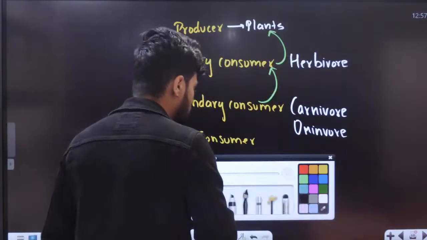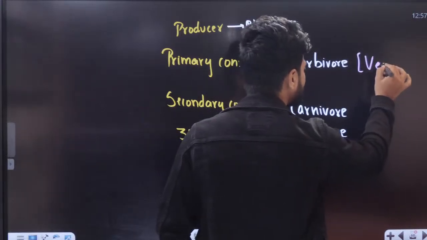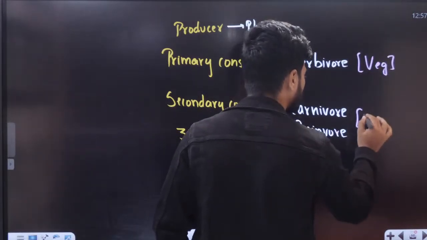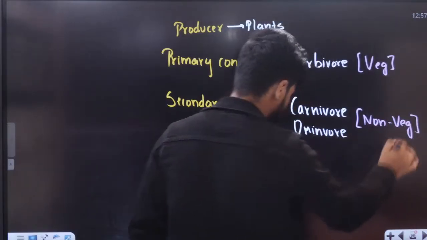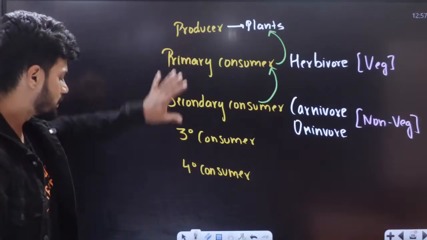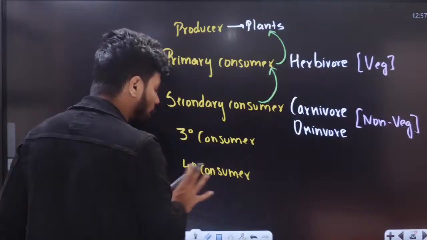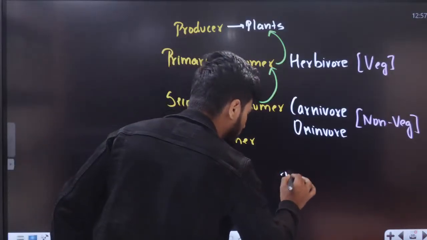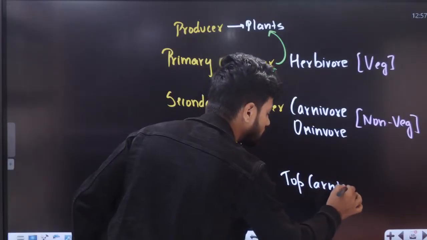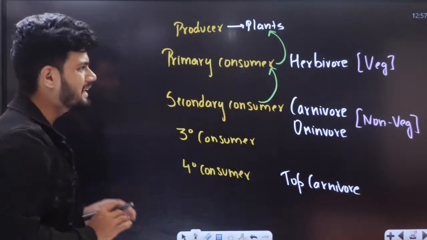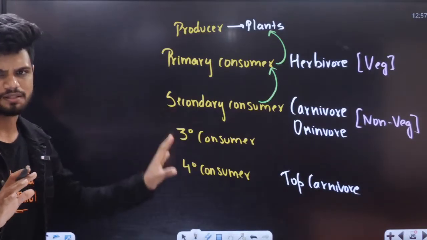Okay. Best way to remember is: people who eat veg food, people who eat non-veg food. I believe this much you understood, all of you. Now, usually the quaternary carnivore is a top carnivore. Students, till here, I believe all of you are understanding. It's very easy to understand till now.